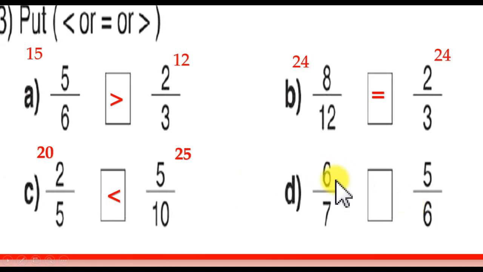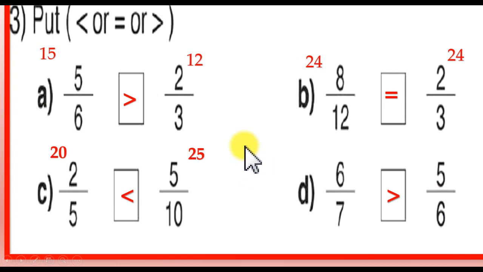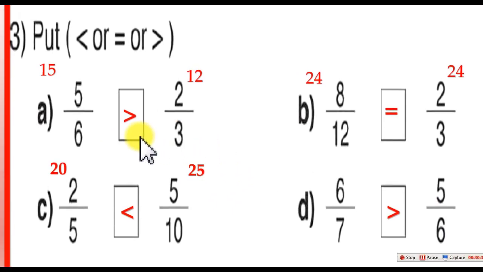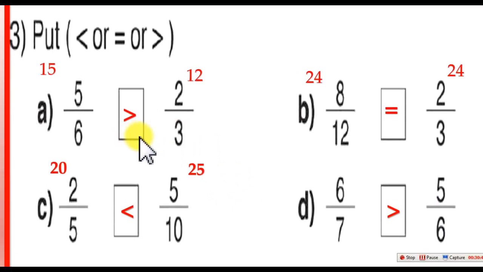Try to multiply 6 by 6 equals 36. 7 by 5 equals 35. 36 is greater than 35. It's so easy, my dear students. You can also get the LCM for both denominators, and the result is the same.